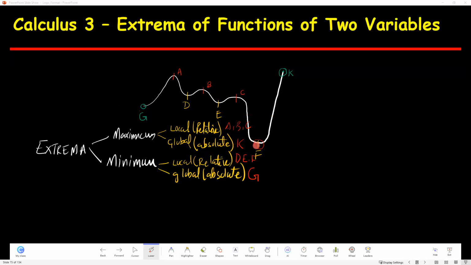Now the point is that F is not the endpoint. F is in the middle of the function, right? You can continue the function afterward, on both sides. So F could be the lowest of all lows. So we should say the global minimum should not be G. It should be F. But a few minutes ago, I told you endpoints are not considered for relative, but they should be considered for absolute.